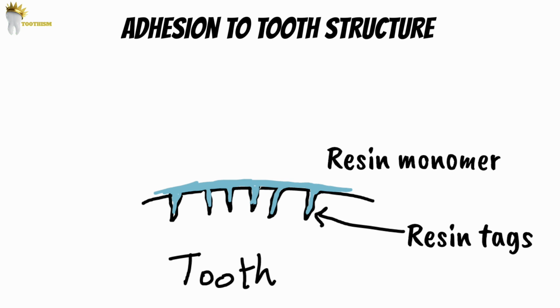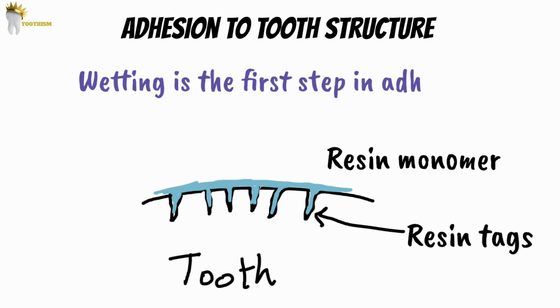There are many other factors too, like wetting. We talked about this, right? It is the first step in adhesion. Basically, it means how well the adhesive can flow over the surface and penetrate the microscopic irregularities. Wetting is how the adhesive makes contact with the surface, and unless it can form contact with the surface, there will be no adhesion, right? So, no wetting means no adhesion.